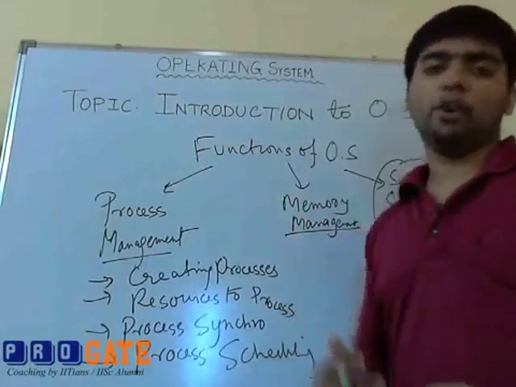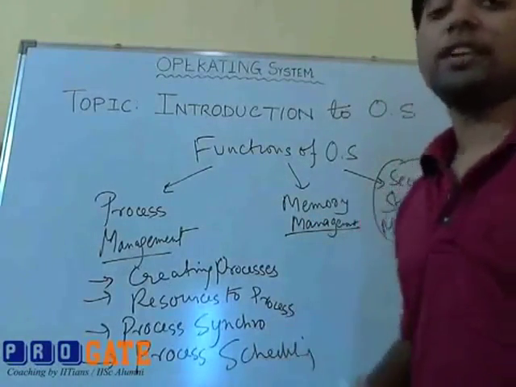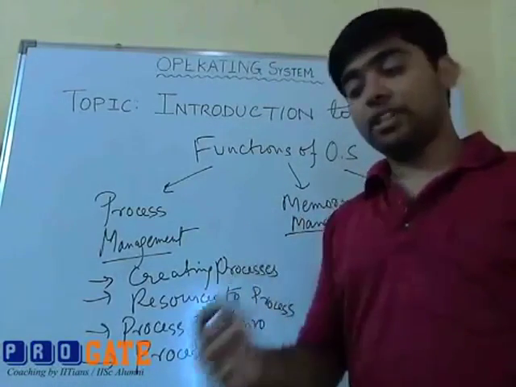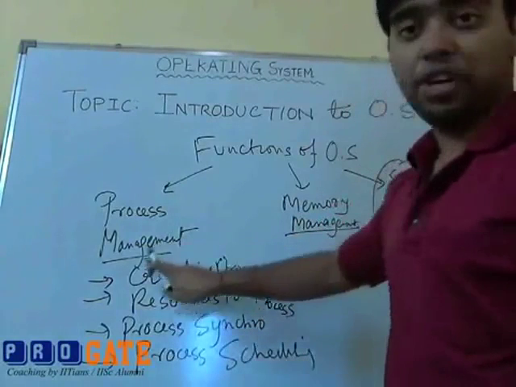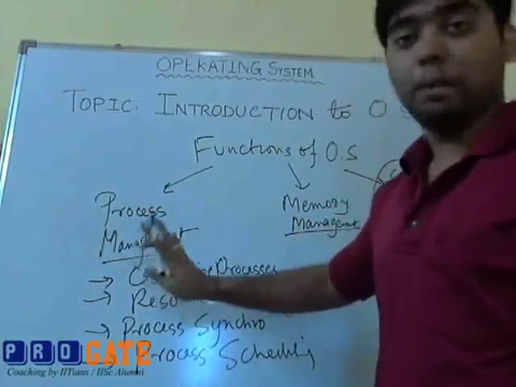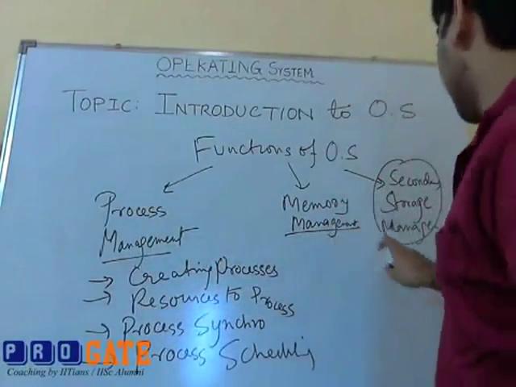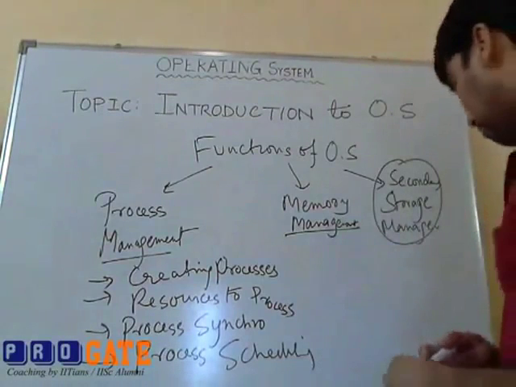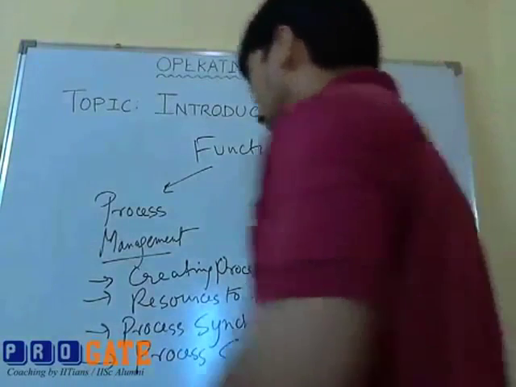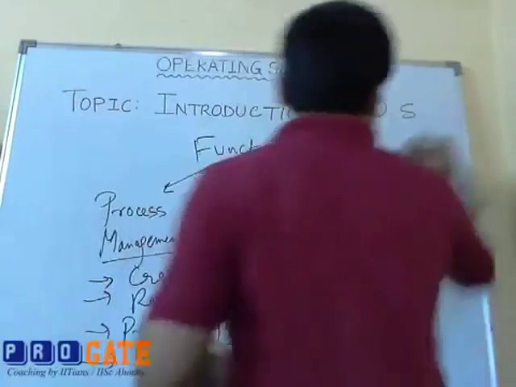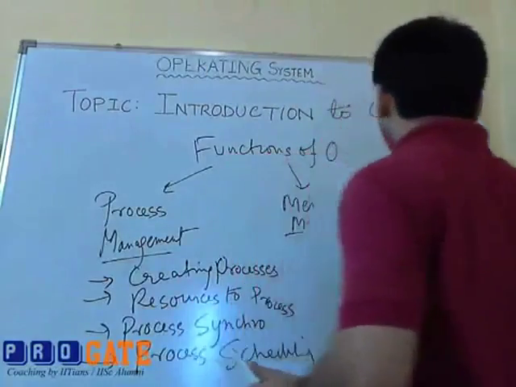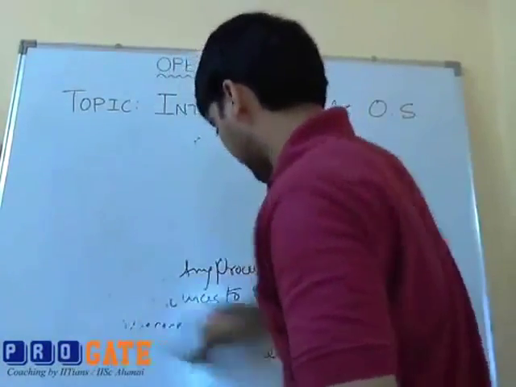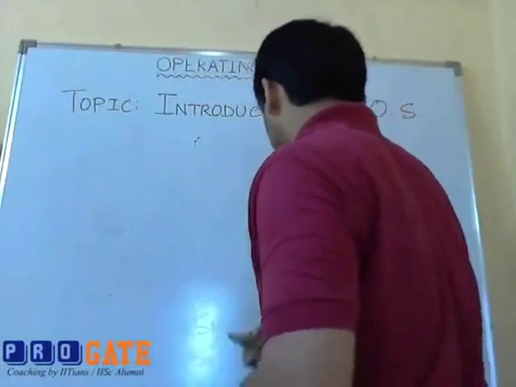Now there are many other operations or many other functions that an operating system does, and we would look through them in details during the series of these lectures. But these three are by far the most important: process management, memory management, and secondary storage management, along with input-output management. Okay, so that finishes this part about the functions of an operating system. I will just clear the board for our next topic.